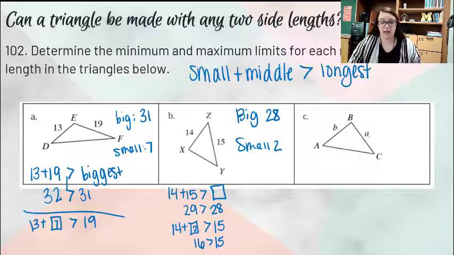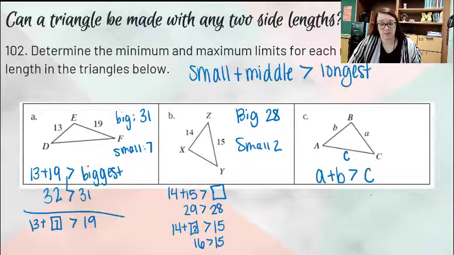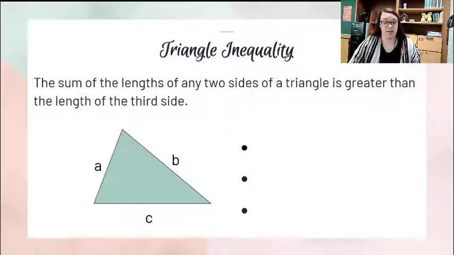Last one, A and B are here. Now, let's see. If we call this C, then we have this rule that A plus B has to be bigger than C. That's kind of our formula for triangle inequality. Let's wrap it all up.